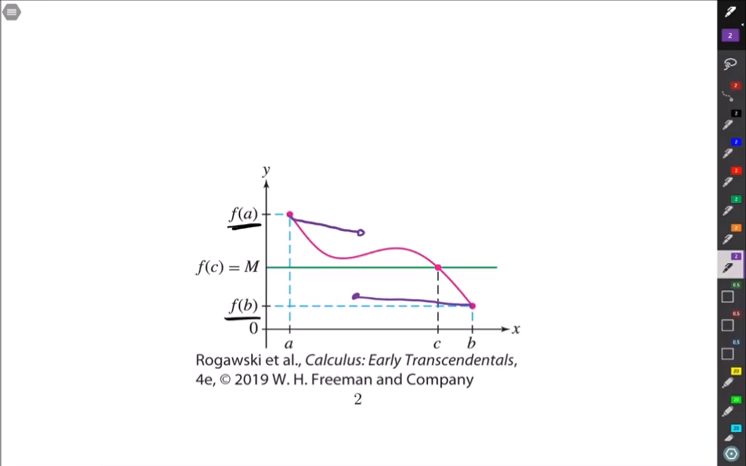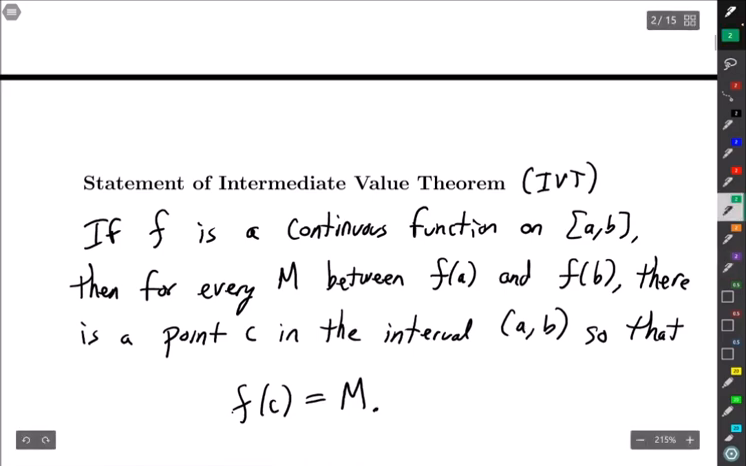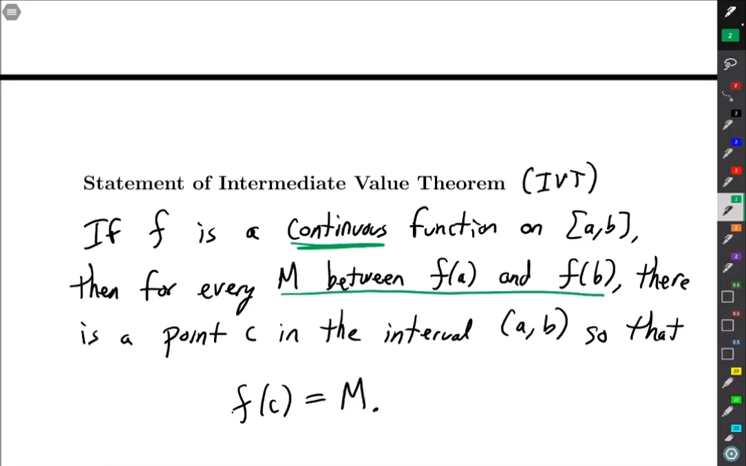So the important things we'll see going forward are that we need this continuity here. We need m between these 2 points, and then our c is in the interval that gives us our result.